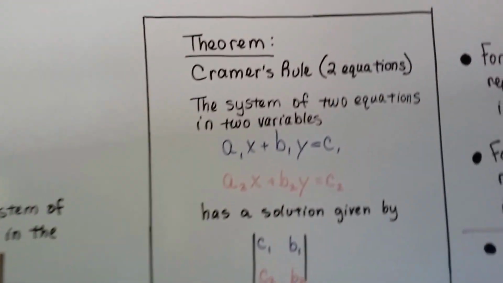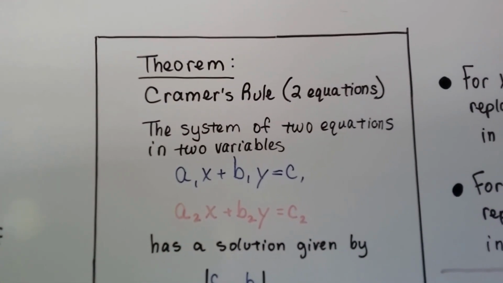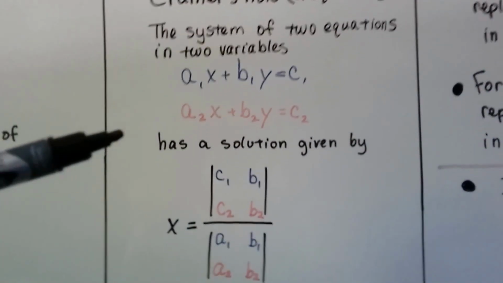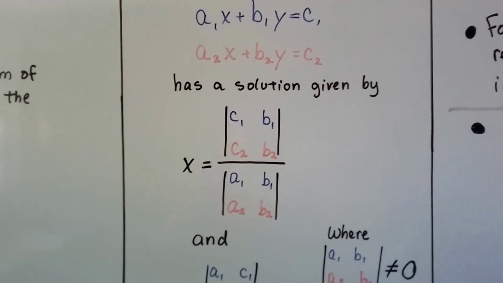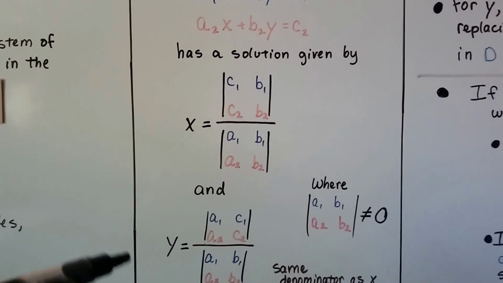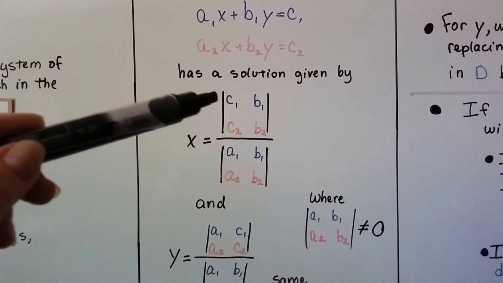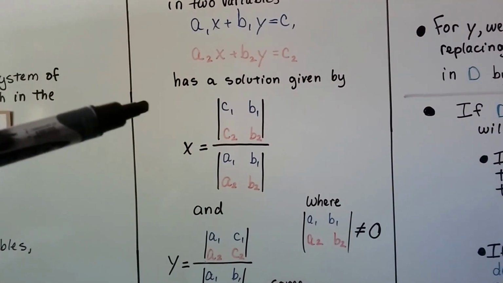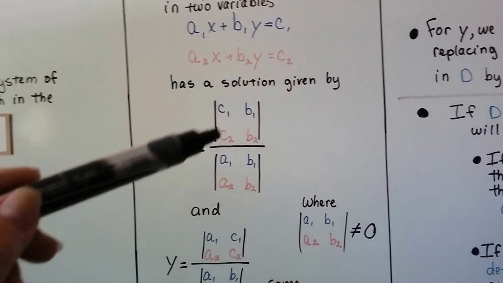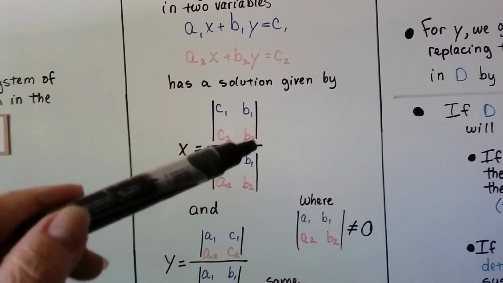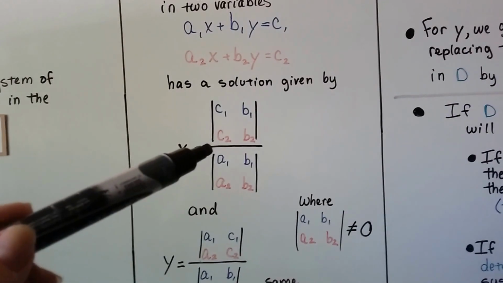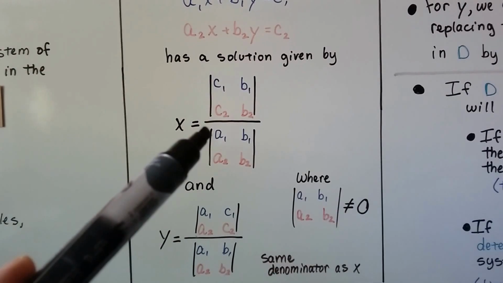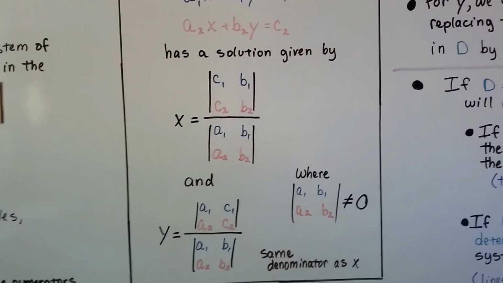So here's our theorem for Cramer's rule in 2 equations. The system of 2 equations in 2 variables, with our first equation and our second equation, has a solution given by this diagram. Let me back up a little bit. You can see we've got the c sub 1 and the b sub 1, and we're going to cross-multiply, as we saw in the last video, and then subtract the products from each other. For the denominator, we do the same thing and subtract the products.